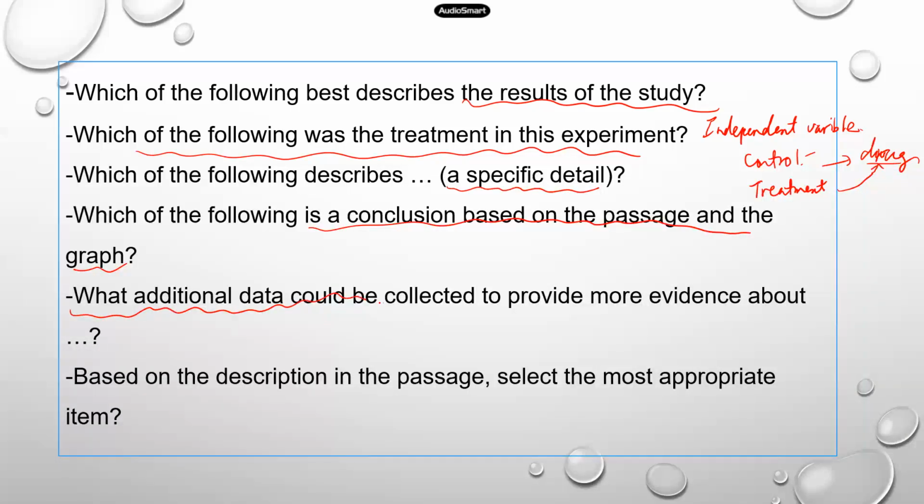What additional data could be collected to provide more evidence about some kind of result, some kind of conclusion? This is, again, related to one of the science lessons we went over. What kind of data can you collect to strengthen the result and the conclusion of the study, right? Basically, the data provides more evidence to support the conclusion. And last, based on the description in the passage, select the most appropriate item. There's going to be more details here, which I don't have now, right? It has to be based on the specific passage.